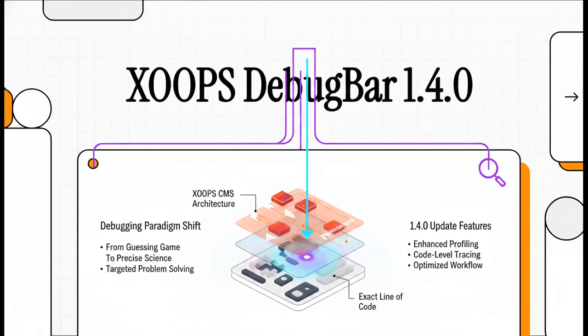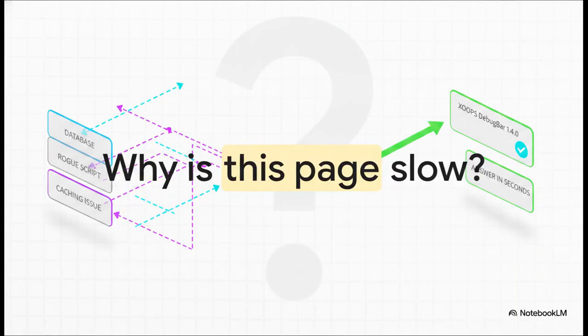All right, let's dive right into this explainer and explore exactly how XOOPS DebugBar 1.4.0 takes debugging from a completely frustrating guessing game and turns it into a precise, targeted science. Because, let's be honest, if you work with the XOOPS CMS architecture, you already know that just spotting a performance bottleneck is really only half the battle. This 1.4.0 update entirely changes how we track down that other half, the exact line of code that's actually causing the problem. You know the feeling.